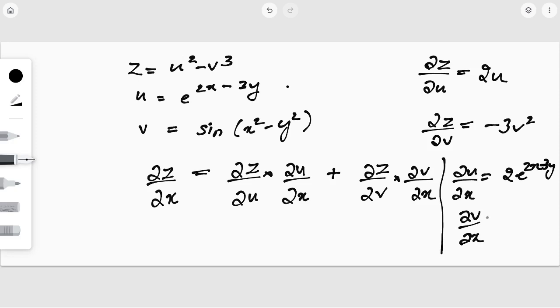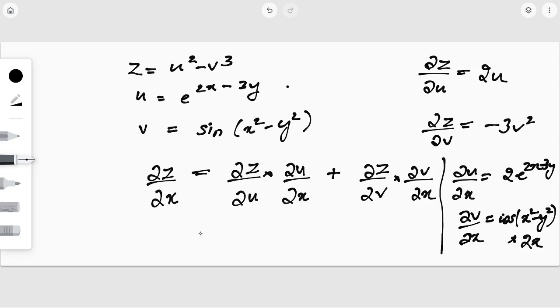How can we differentiate? What is the derivative of sine? That is cos of x square minus y square. Then we have to differentiate x square minus y square. What is that value? That will be 2x, as we are keeping y as a constant. So ∂v/∂x is 2x cos of x square minus y square.